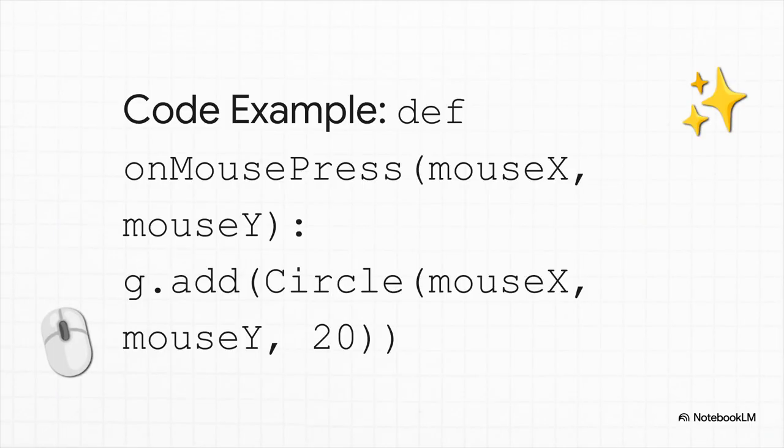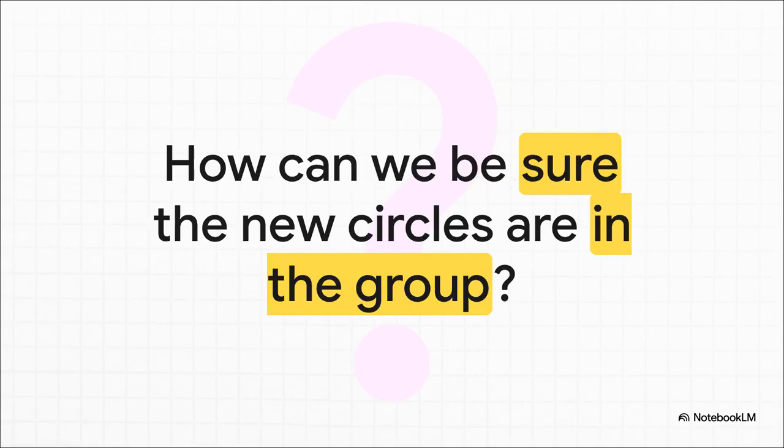And here is a super practical example. Check out this onMousePress function. What's happening is every single time you click the mouse, bam, a new circle gets created right where your cursor is. And it's immediately added to your group, g. Okay, that is a really good question. I mean, you see the new circles pop up, sure, but how can you be positive they're actually part of the team? Well, the proof is in the movement. As soon as you have some code that moves the group, let's say with the arrow keys, you'll see those new circles move right along with all the old ones. That's how you know they're officially in the squad.